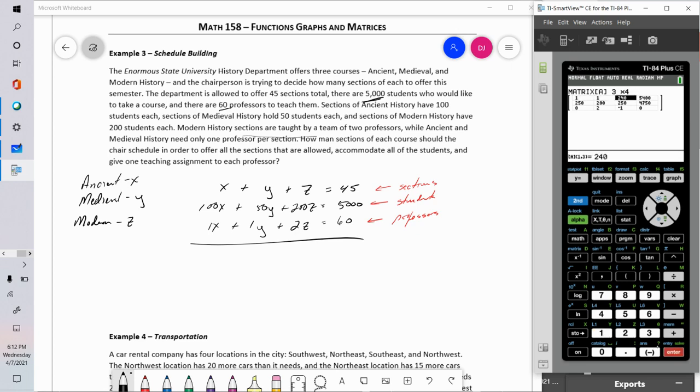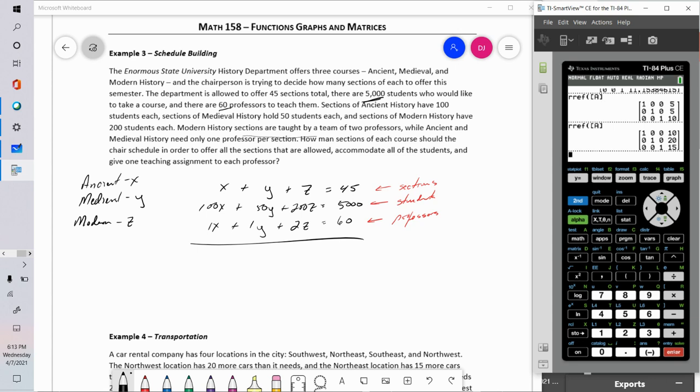1, 1, 1, 45, 100, 50, 200, 5,000. 1, 1, 2, 60. Second quit. Our REF matrix A will repeat the previous command.